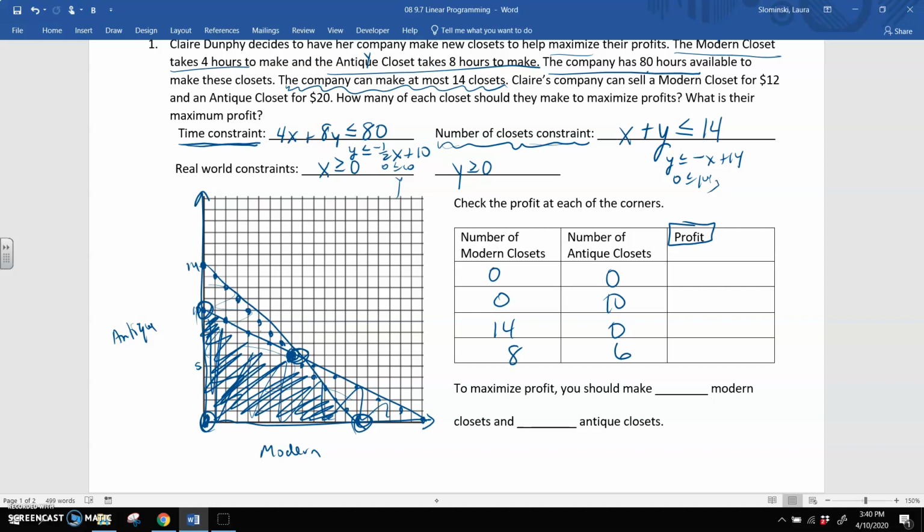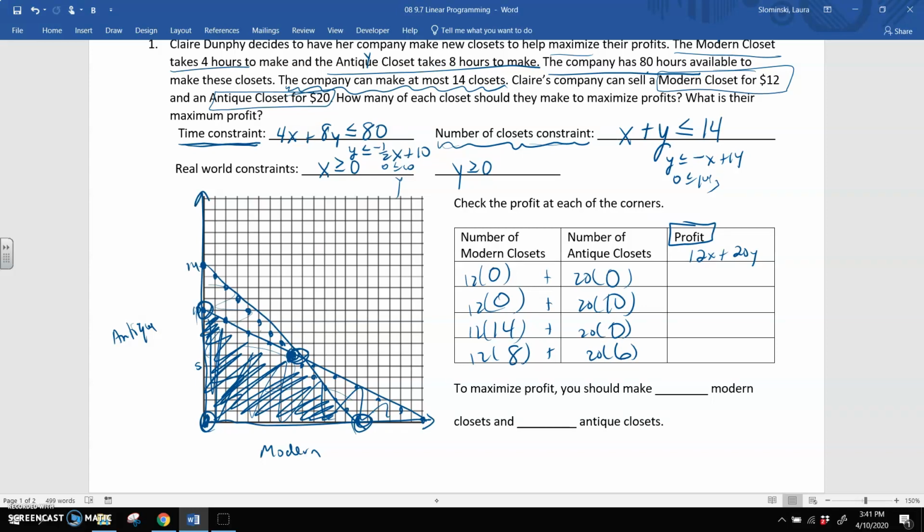Now, last but not least, we need to find the profit equation. And it says a modern closet sells for $12 and antiques for $20, which means my profit equation is 12x plus 20y. So I multiply all of my x values by 12 when I do my math, and add them to all my y values multiplied by 20. Okay, so I show that work. You don't have to put that in the table. You can just do it in a calculator.